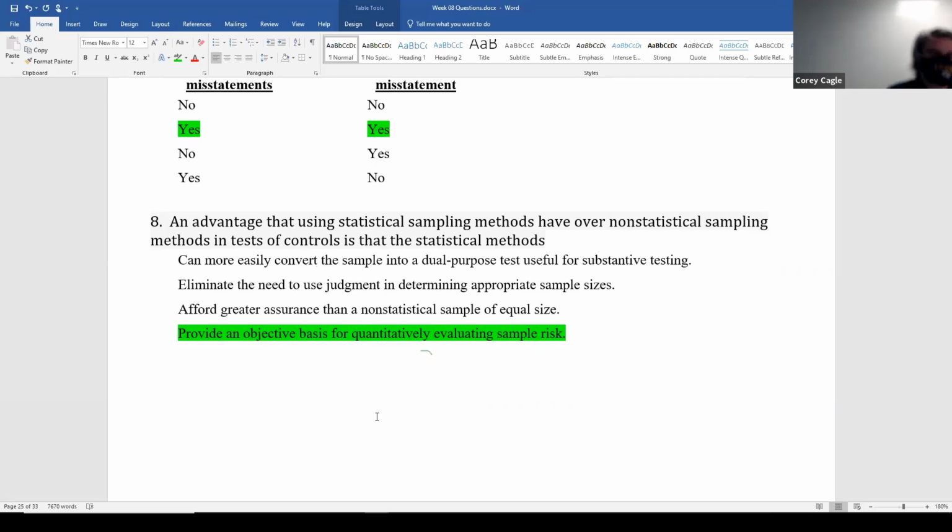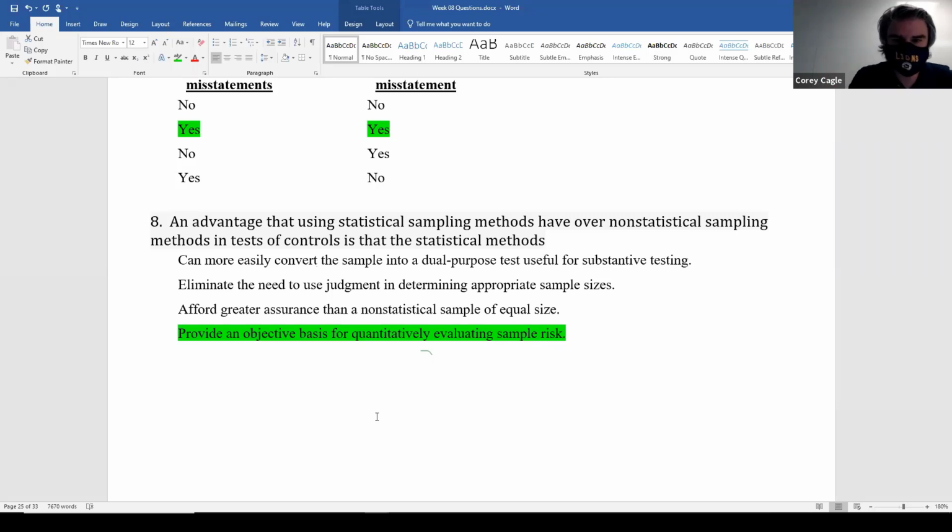An advantage of using statistical sampling methods over non-statistical methods in tests of controls is that statistical methods... From the literature I've read, it seems the test writers are trying to trick you into answering B on this. Test takers feel that with the statistical method, since you're just number crunching and cranking out mathematical results, you don't need to use judgment in determining sample sizes. I marked this one just to mention that. So don't be tricked into answering B.